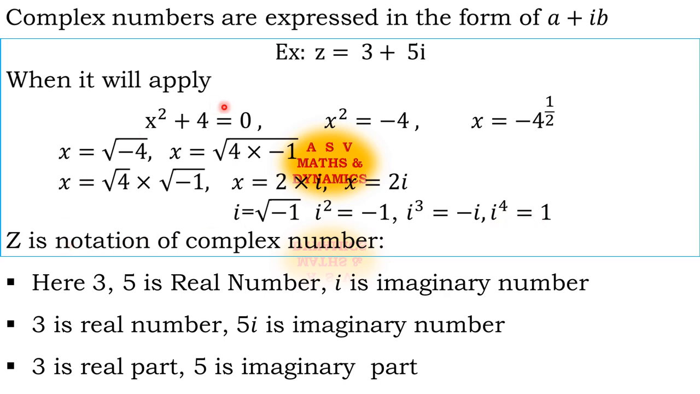So here, Z is equal to 3 plus 5I. This is one of the examples.